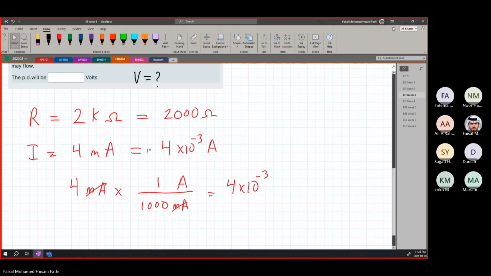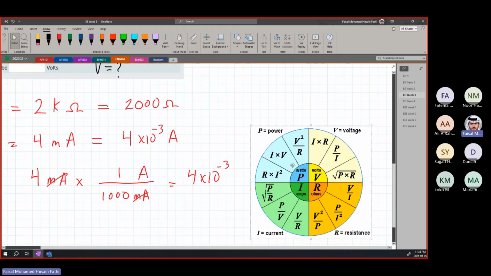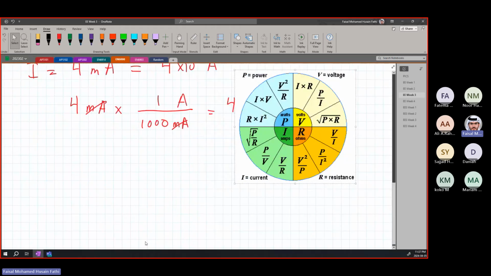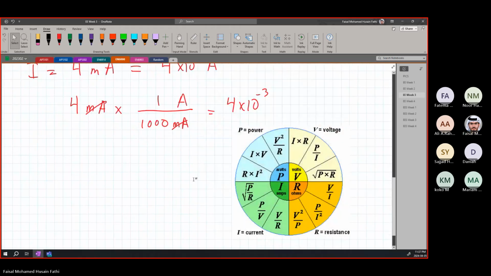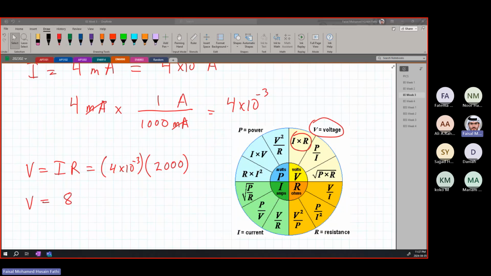Now, to solve the question, we need to determine the voltage or potential difference. So what is simply the equation that we will use? We're looking at voltage, and we have current and resistance. So V is equal to IR, which is equal to 4 times 10 to the minus 3 times 2000 ohms. So V is equal to 8 volts. Okay?